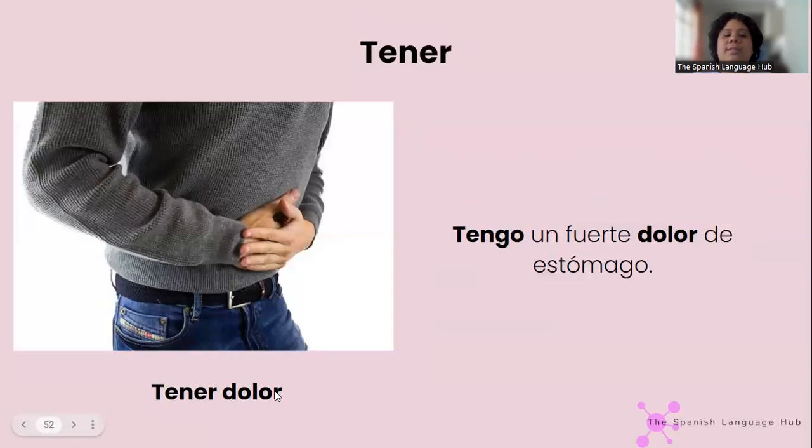Tener dolor. Tener dolor es to be in pain, okay, to feel pain. Por ejemplo, tengo un fuerte dolor de estómago. Now, if you want to translate it literally, it would say, I have a strong pain in my stomach, which I guess would make sense. But since we use this to express pain in some part of our body, it doesn't necessarily have to be translated like that. This sentence also means I have a strong stomachache, right?